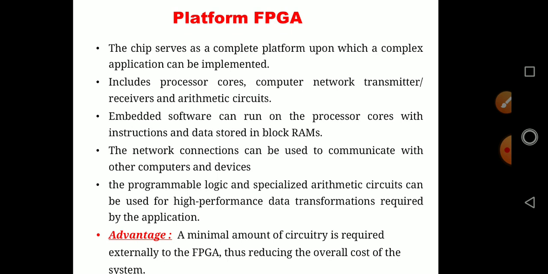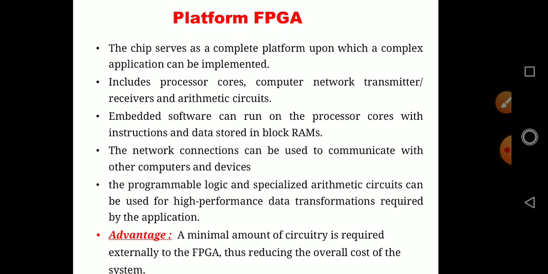Now let us go through another concept, that is platform FPGA. With further improvement in FPGA technology, they became denser and faster, so that they were used for applications where complex computational performance was needed.